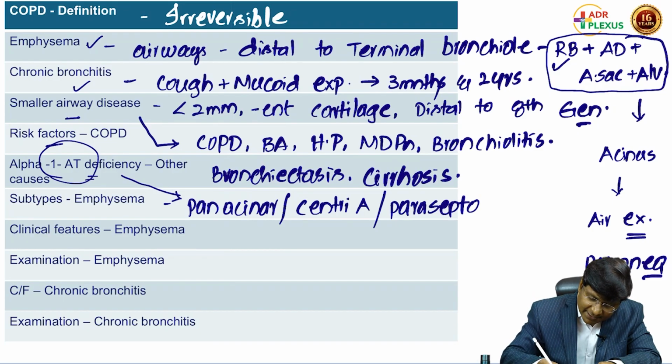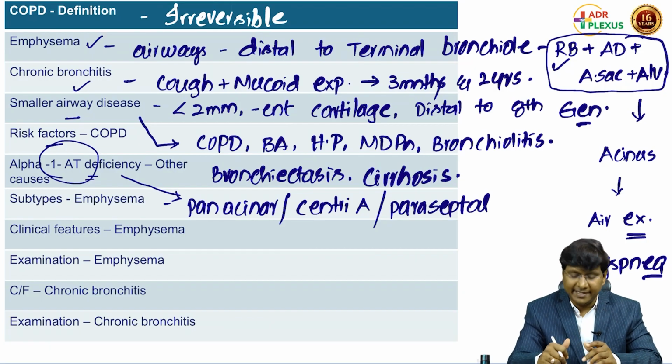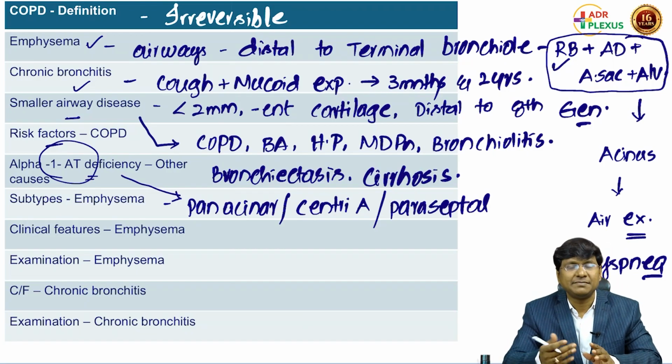So paraseptal emphysema is where the distal part of the acinus is abnormally, irreversibly dilated. That includes the alveolar sac as well as the alveoli, right? And in paraseptal emphysema, which part of the lung is affected? It is the peripheral part of the lung that is abnormally irreversibly dilated.